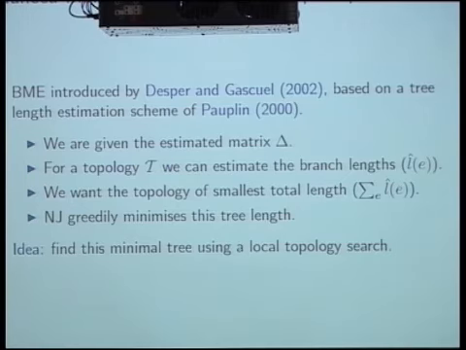So, balanced minimum evolution, developed by Desper and Gascuel, which we heard about the other day, is based upon the tree length estimation scheme of Pauplin. So for any topology, we can estimate branch lengths according to the scheme from the distance matrix that we have, and we're looking for the topology that gives the smallest total length. And it turns out that neighbor joining does greedily minimize this tree length, but you could interpret that as why it's good if you wanted.